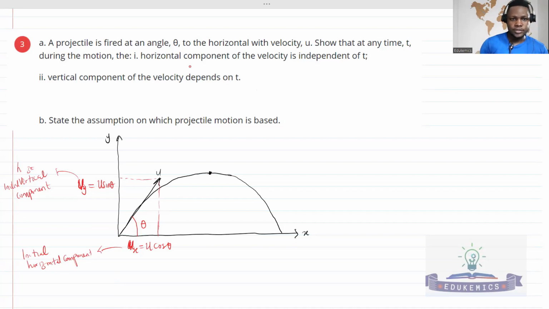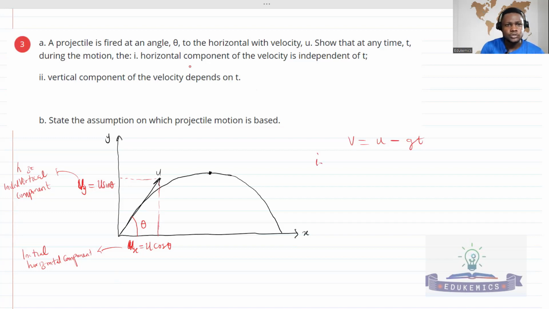Now, since the motion of the projectile is upward, let's write the equations of motion for it. We have v equals u minus gt, since it's going up, we use negative. Where v is the final velocity, u is the initial velocity, t is the time taken, and g is the gravitational acceleration.